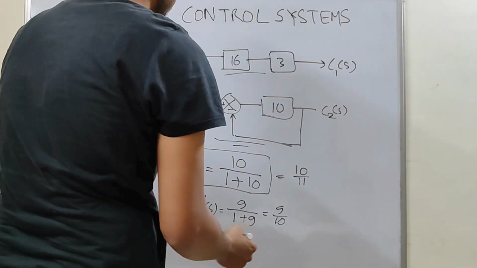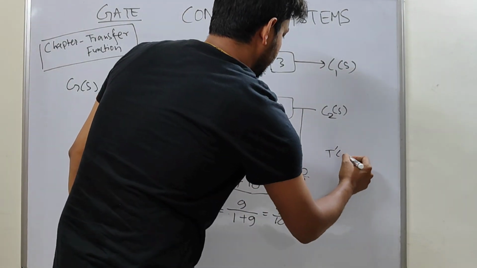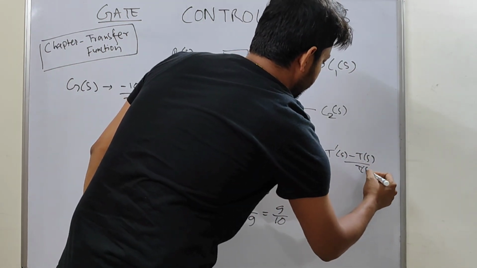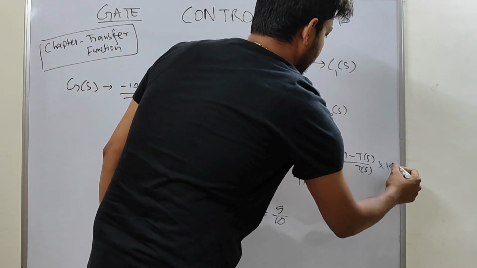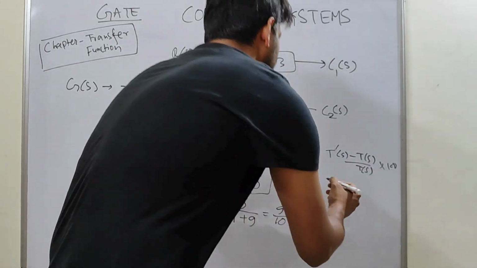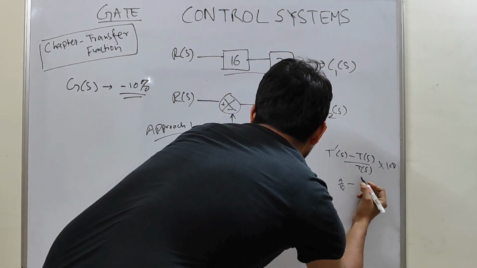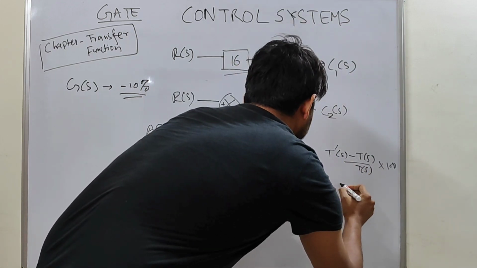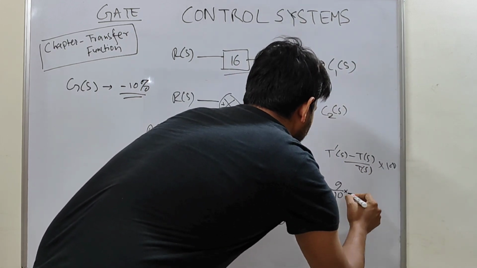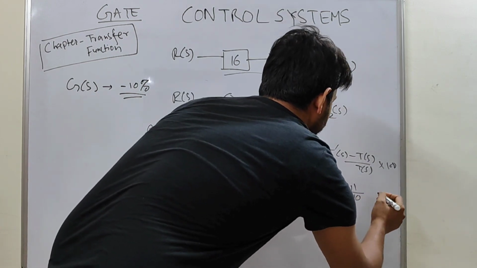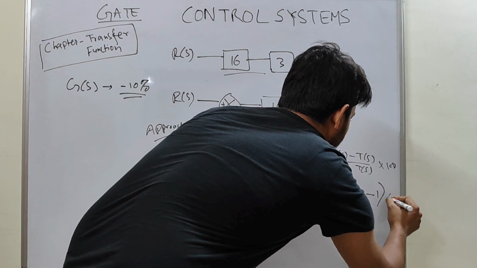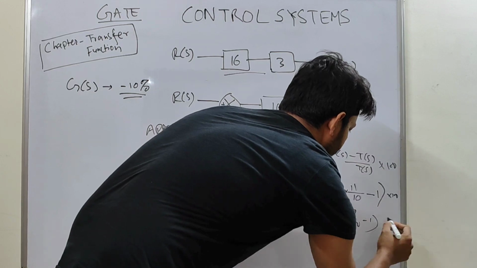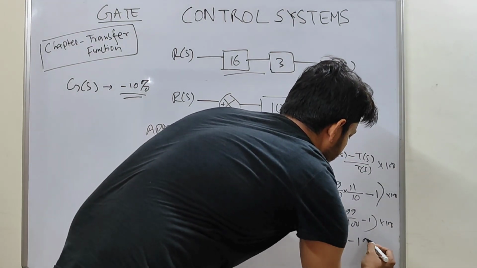So what's the percentage change? Percentage change would be T dash S minus TS divided by TS, right? And you want it in percentage and you multiply by 100, right? So what's this? 9 by 10 minus 10 by 11. So you can do this, right? This is 9 by 10 divided by 10 by 11, minus 1, into 100, right? So 99 by 100 minus 1, into 100, basically minus 1%.